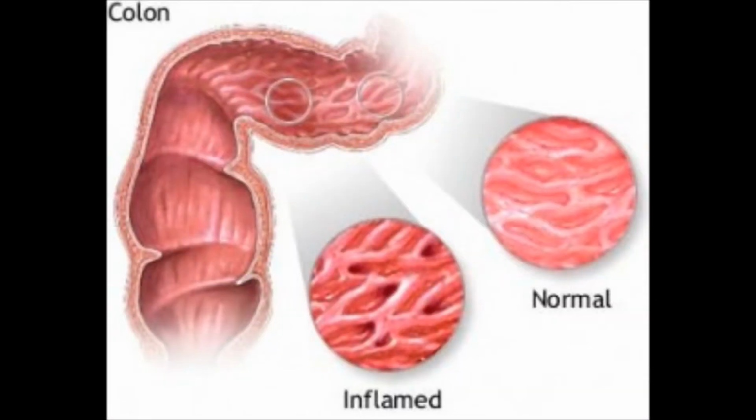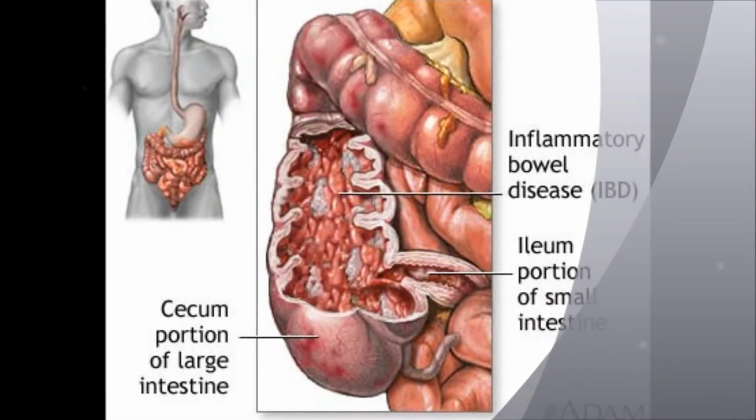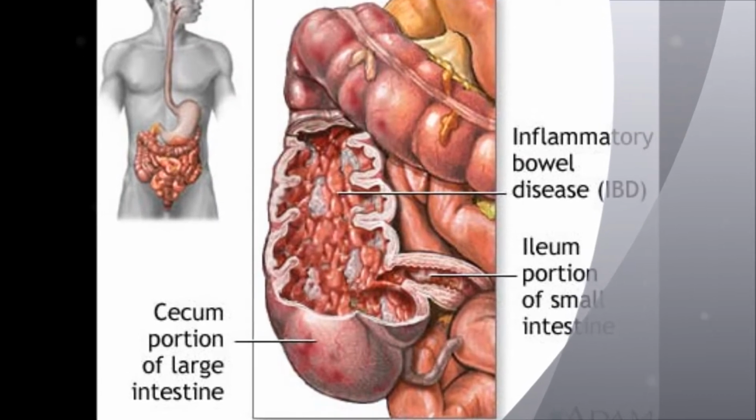Ulcerative colitis is a type of inflammatory bowel disease. It is a disease that is characterized by the inflammation of the large intestine or colon. It is most common between the ages of 15 and 30 and 50 to 70. People with this condition often have other immune problems.